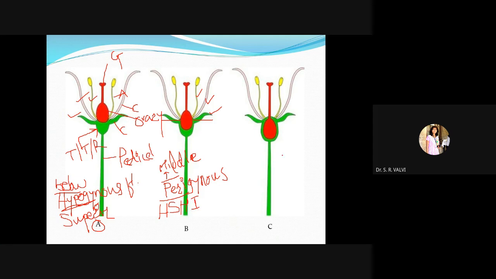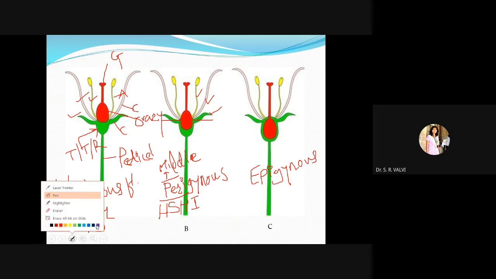Right? In case of this C, you can look now, all these floral whorls are coming or arise at the tip of the ovary, right? Hence the flower condition is epi. Here see, epi means above. Epigynous, above the gynoecium, right? So above the gynoecium, let me change the color.